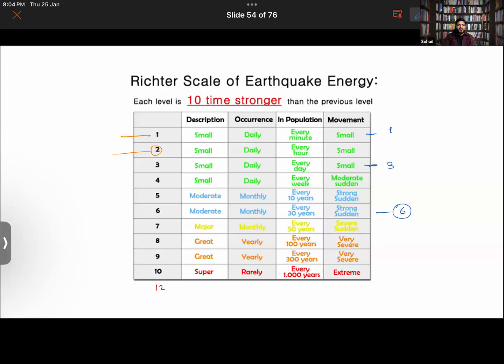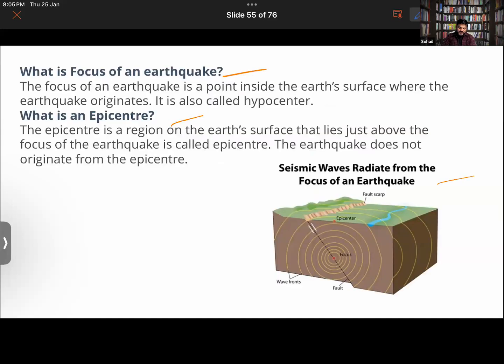Now, what if someone is outdoors? As Arhan was saying, we should stay away from taller buildings, taller trees, and also stay away from power lines. We should move to an open area. Very good. So these are the things which we can do in order to minimize the damage.